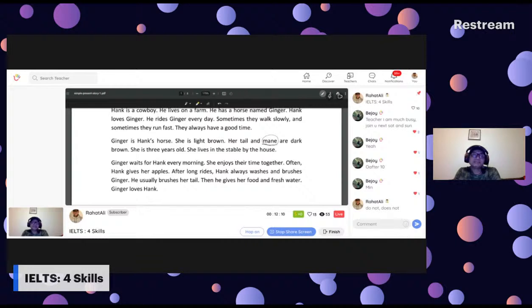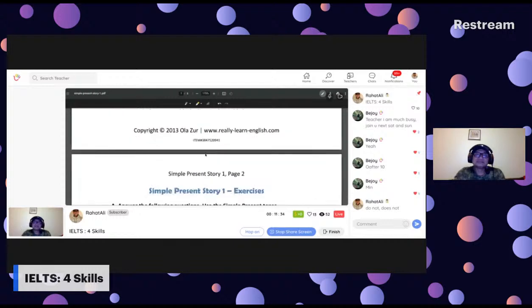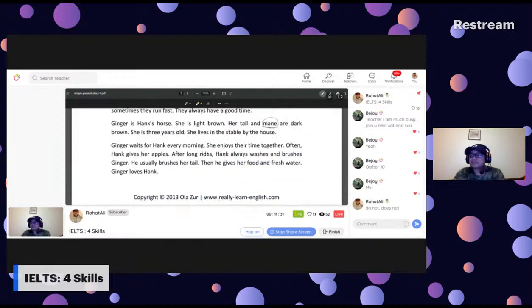Ginger waits for Hank every morning. She enjoys that time together. Often, sometimes in Australia and the US, it is oftentimes, similar meanings. Oftentimes or often, all are correct. Often, Hank gives her apples. After long rides, Hank always washes and brushes Ginger. He usually brushes her tail, then he gives her food and fresh water. Ginger loves Hank. So that's a tiny story.